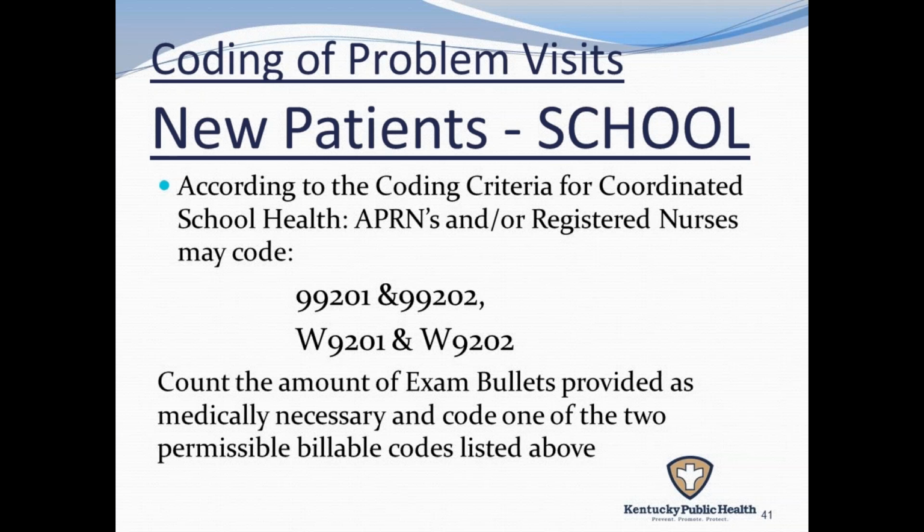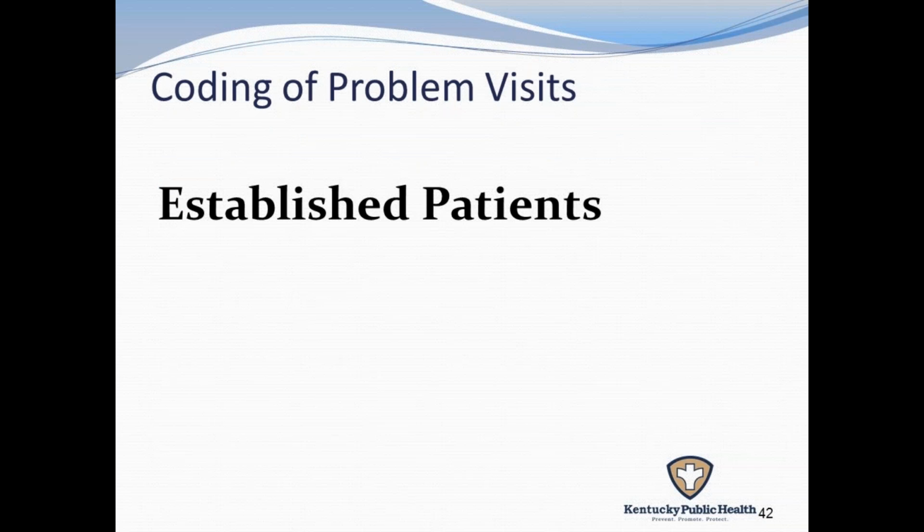Now, what I have to go over here is DPH policy. According to the coding criteria for coordinated health, school health, APRNs, and/or registered nurses may code one of the following codes for new patients: 99201 and 99202, W9201 and W9202. Count the amount of exam bullets provided as medically necessary and code one of the 4 permissible billable codes listed above. But like I said, this is DPH policy.